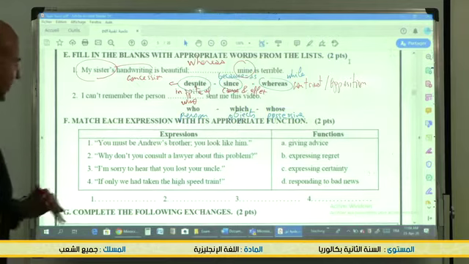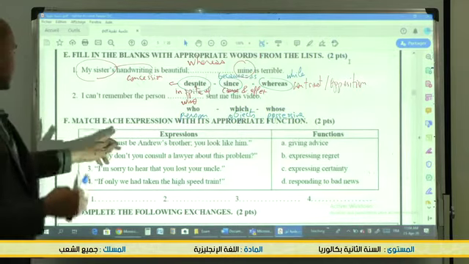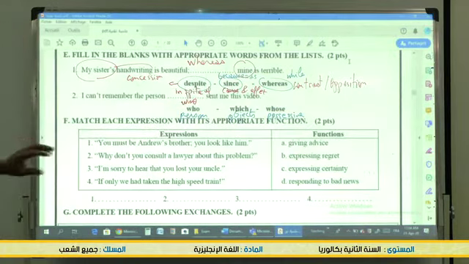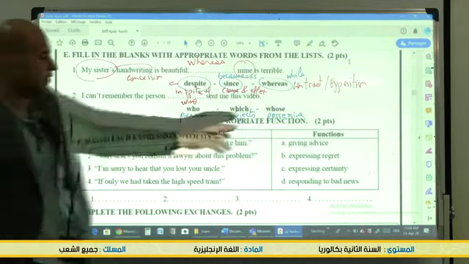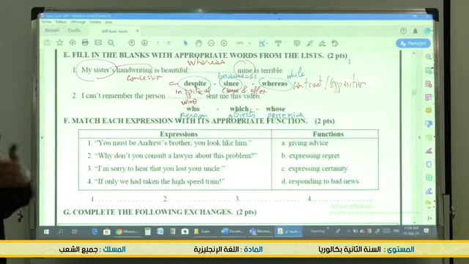Let's go to F now. F, we are going to match each expression with its appropriate function. We have expressions here and we have functions here, and we're going to match. We have giving advice. You want to give advice to someone. Your parents give you advice.